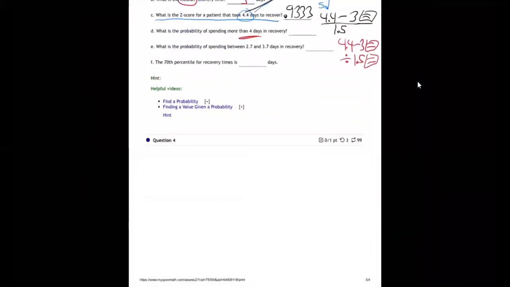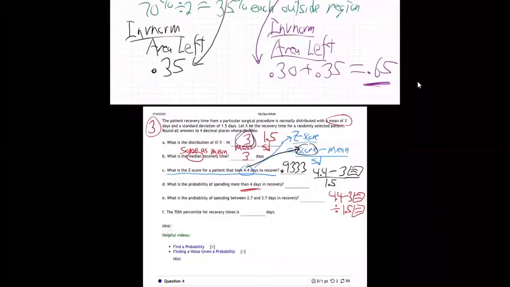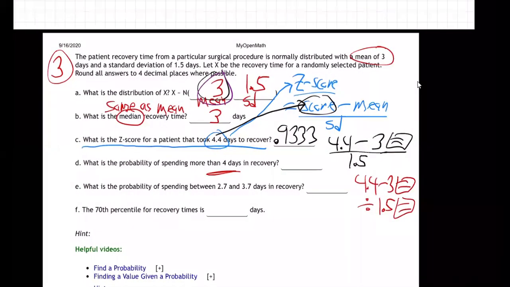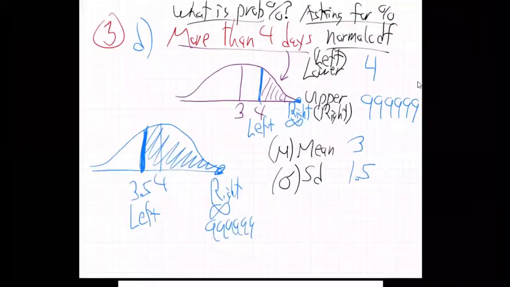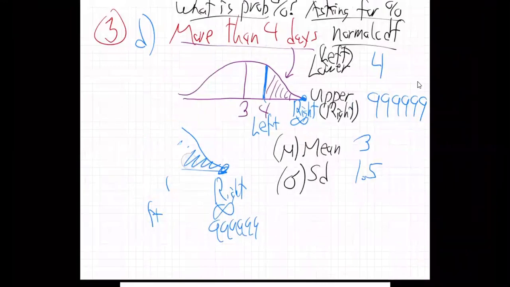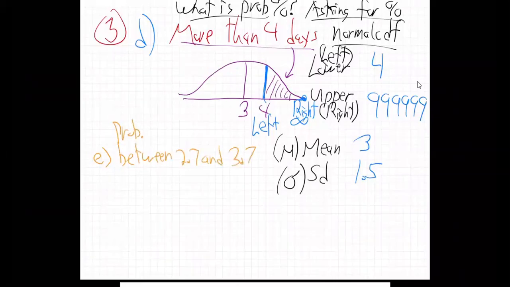All right, and then coming on down for part D. No, that was D. Wait, did I call that C? That was part D. And then next, what is the probability of spending between 2.7 and 3.7? So part E, between 2.7 and 3.7. Let's see if I can squeeze that in right here. So, E, probability between 2.7 and 3.7.